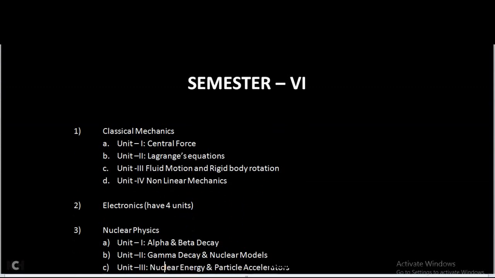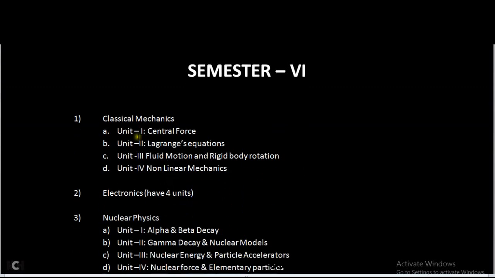Over here, in semester 6, we will see classical mechanics. Then central force. In this, unit 1 is central force. Then unit 2 is Lagrange equation. Then third, fluid motion and rigid body rotation. Then the fourth unit is non-linear mechanics. These are only the titles of the units I have mentioned over here. In this some deep concepts are there, subtopics are also there. Definitely it will be there.